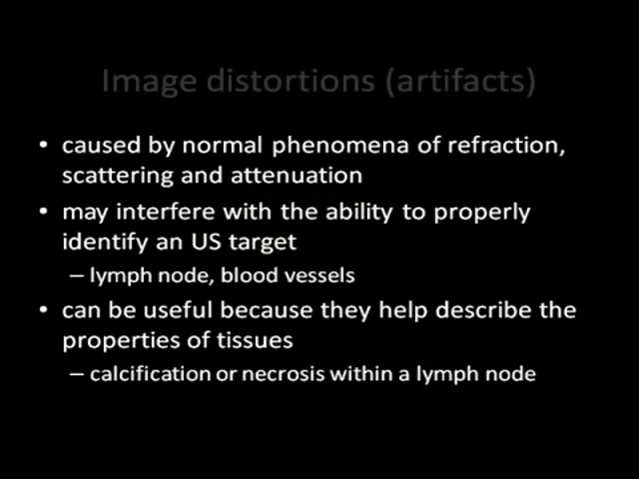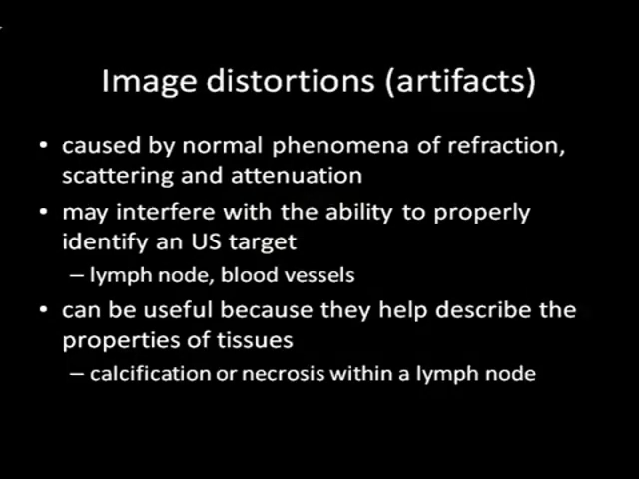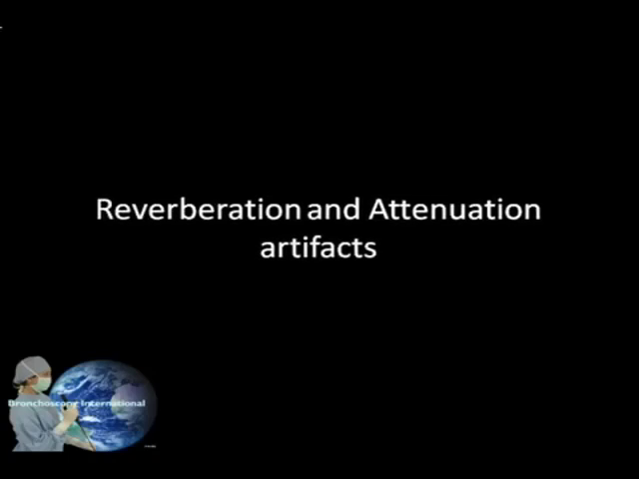In the last few slides, we covered basic ultrasound physics and terminology. Now let's talk about image distortion, also known as artifacts. Artifacts are caused by normal phenomena of refraction, scattering, and attenuation. While they may interfere with the ability to identify a lymph node or a blood vessel, they can also be useful because they reveal certain tissue properties. Common artifacts seen during EBUS imaging are reverberation and attenuation.